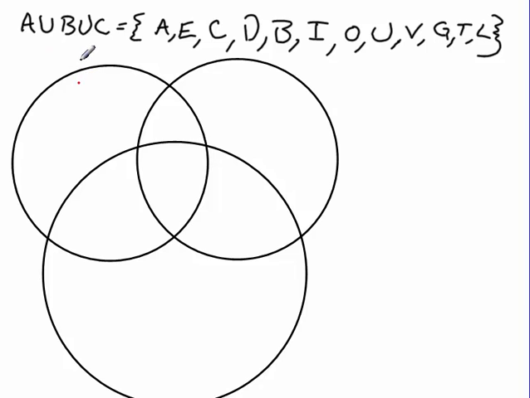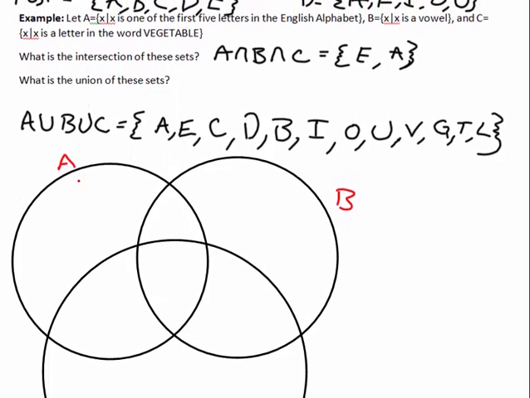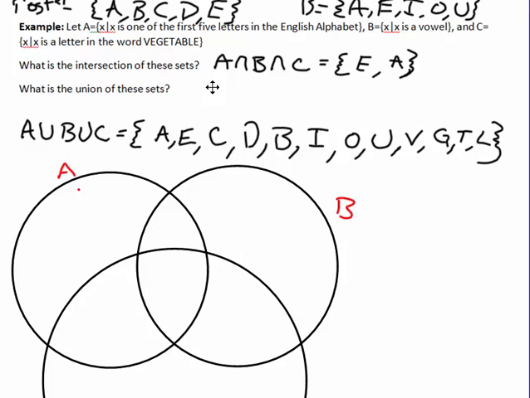So here, this is set A. This is my set B. This is my set C. We can look at this as a Venn diagram. So the ones that are common to all are E and A. So I'm going to just go get those in here right here. E and A.